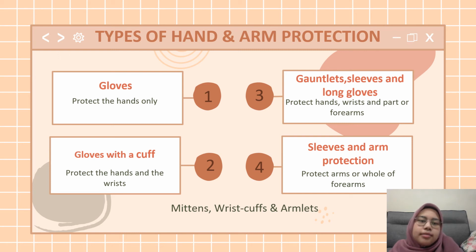So there are types of hand and arm protection. The first one is glove that protects the hand only. The second one is glove with a cuff that protects the hand and the wrist. The third one is gloveless sleeve and long glove that protect hand, wrist and part of forearm. And the last one is sleeve and arm protection that will protect the arm or whole of forearm. And there are three other types of PPE for hand and arm, such as mitre, wrist cuff, and armlet.